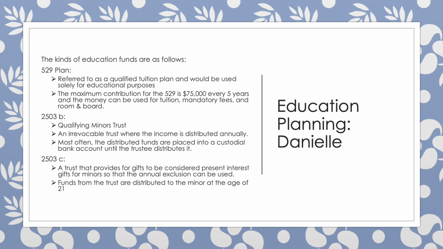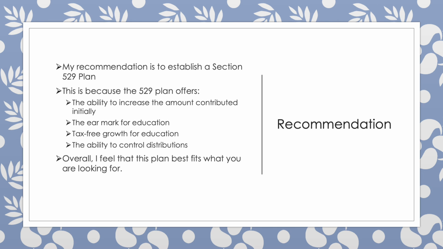Lastly, we're going to talk about the 2503(c), which is a trust that provides for gifts to be considered present interest gifts for minors so that the annual exclusion can be used. The funds from this trust are also distributed to the minor at the age of 21. Overall, my recommendation is to establish a Section 529 plan. This is because the 529 plan offers the ability to increase the amount contributed initially, the earmark for education, tax-free growth for education, and the ability to control distributions. Overall, I feel that this plan best fits what you are looking for.